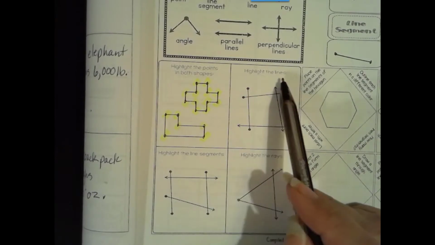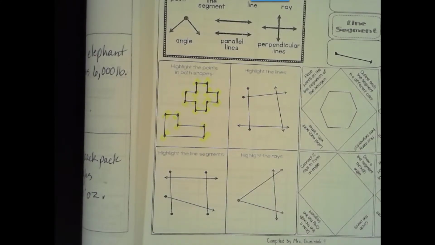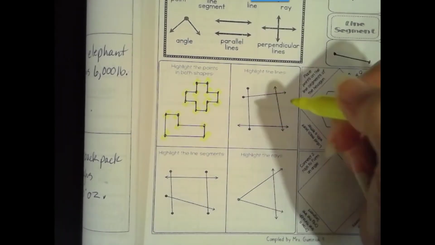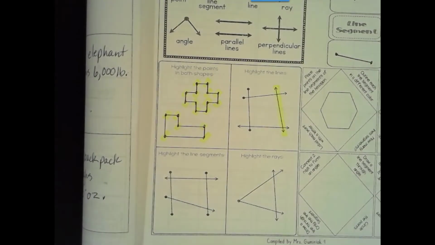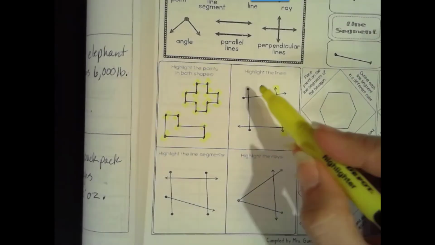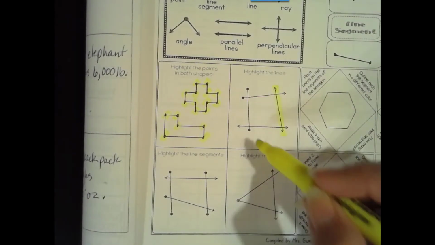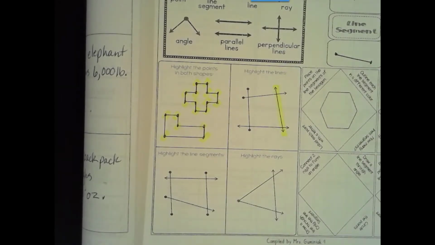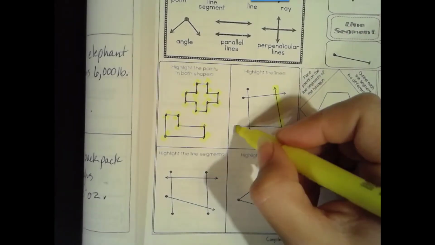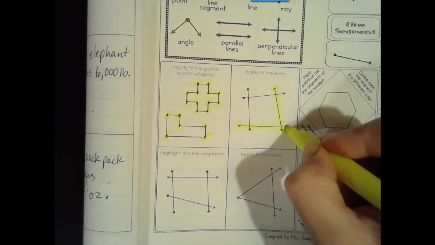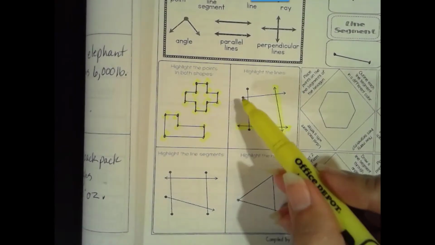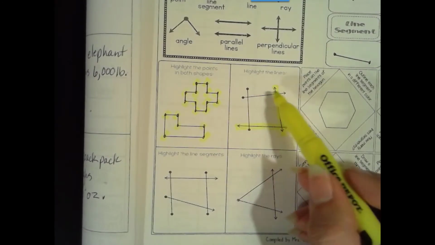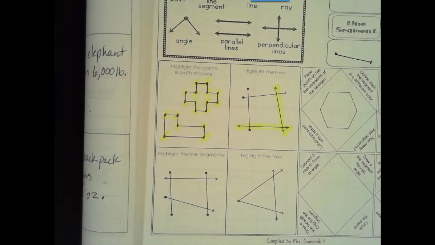Okay, this one says highlight the lines. So lines are the ones that go on forever. So this one right here has two arrows to indicate it goes forever, so I'm going to highlight that. This one right here has endpoints, so it's a line segment, not a line. I don't want to highlight that. This one right here has arrows on both ends, so that's a line. It goes on forever on both sides. This one has an endpoint on one side, so this is a ray. I don't want to highlight that.